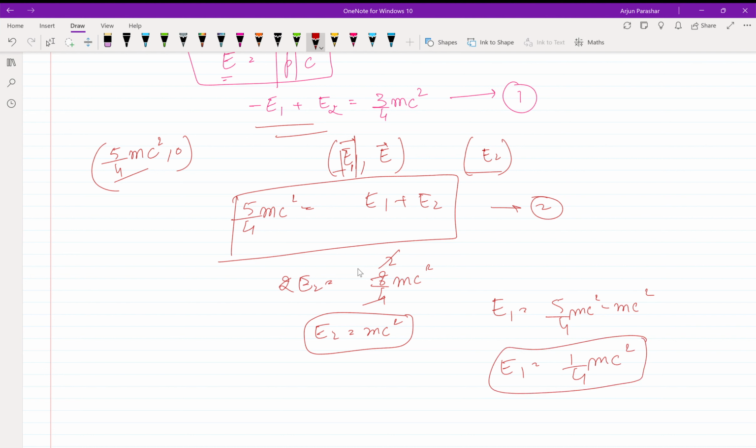All right, so this is the value of E1 and this is the value of E2 if you use this coordinate.